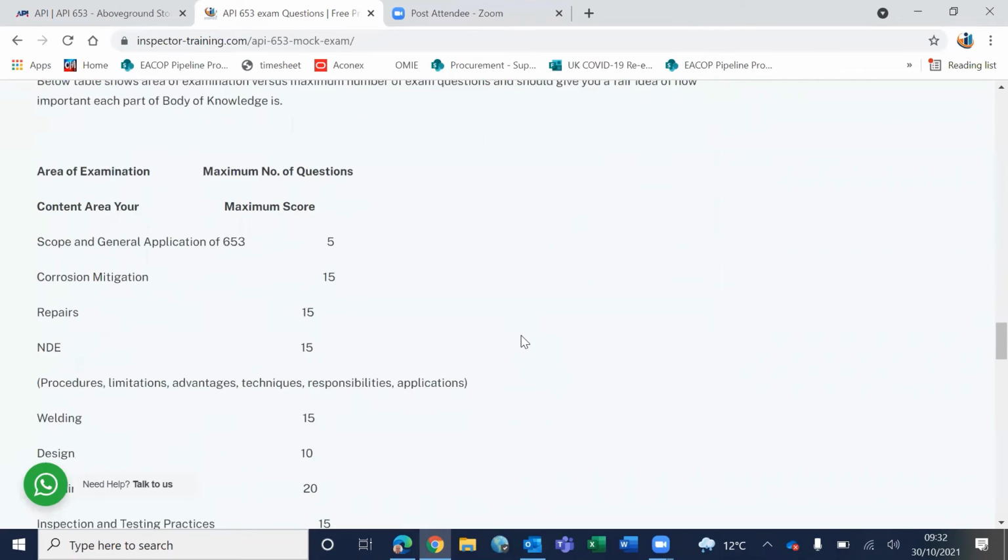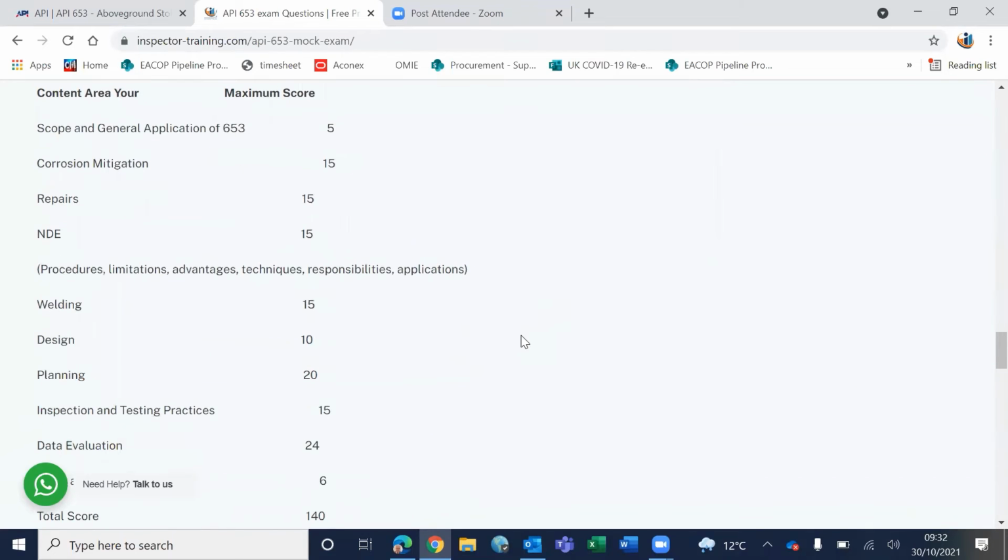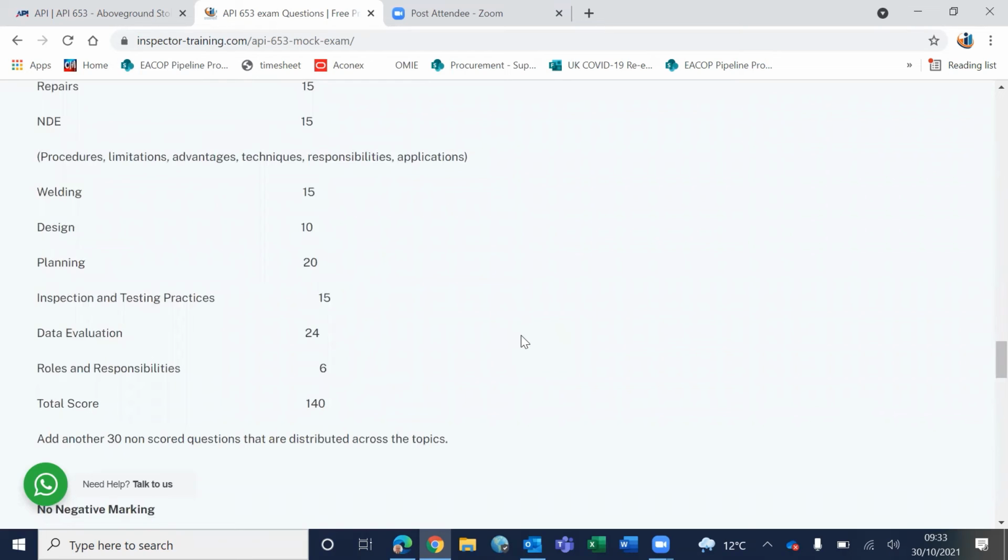So if you receive your scorecard, it would show the maximum number of questions scored against the areas that you have to know. There would be around 5 questions, more or less, from scope and general application. Corrosion mitigation 15, repairs 15, NDE 15, and in that you need to know about procedure, limitation, advantages, techniques, responsibilities, and application. And welding, it is 15.